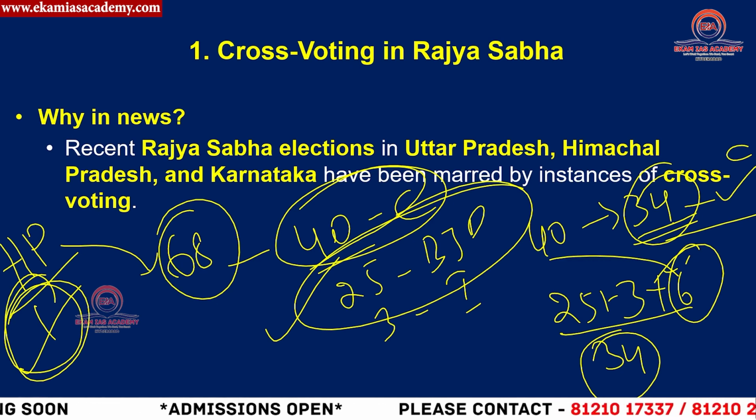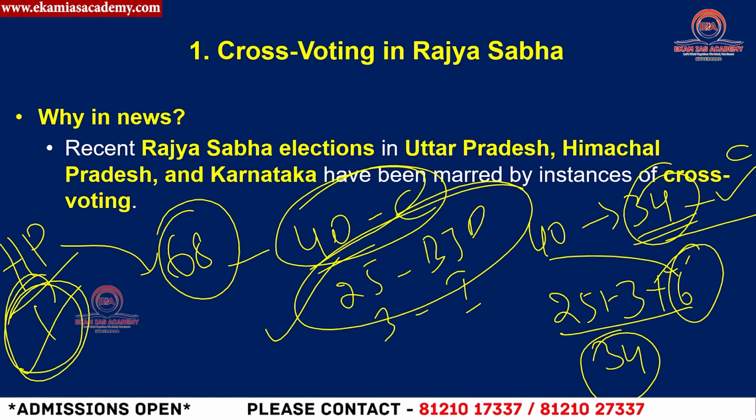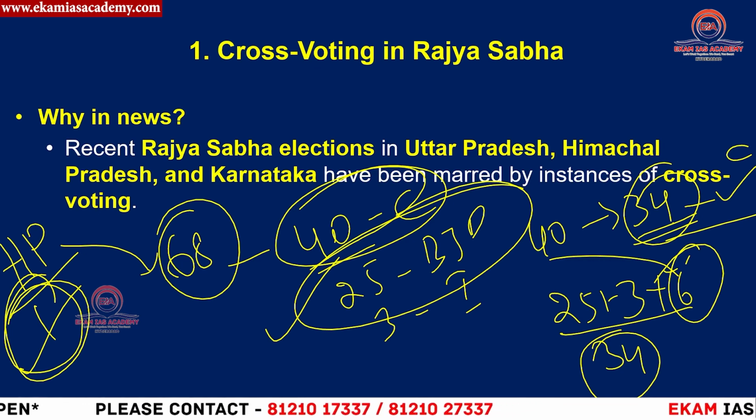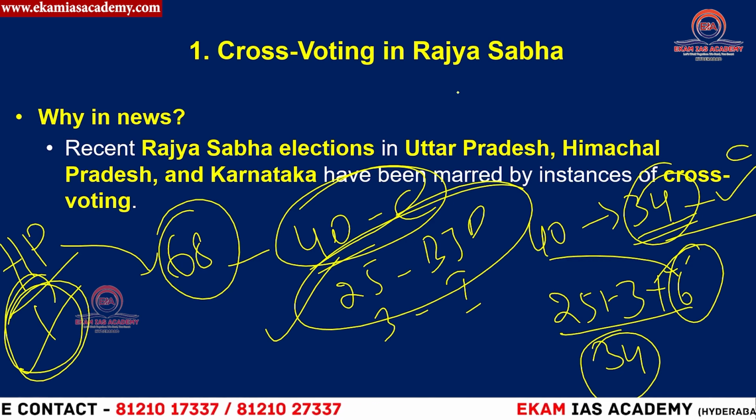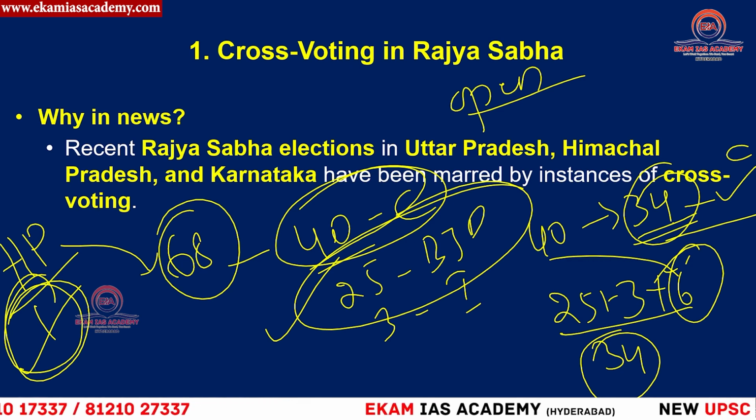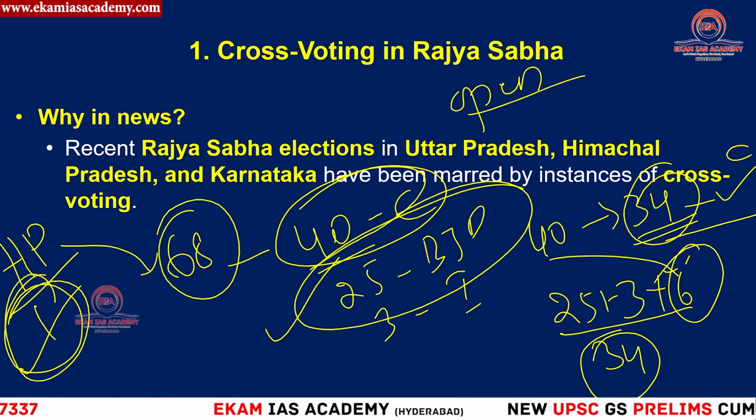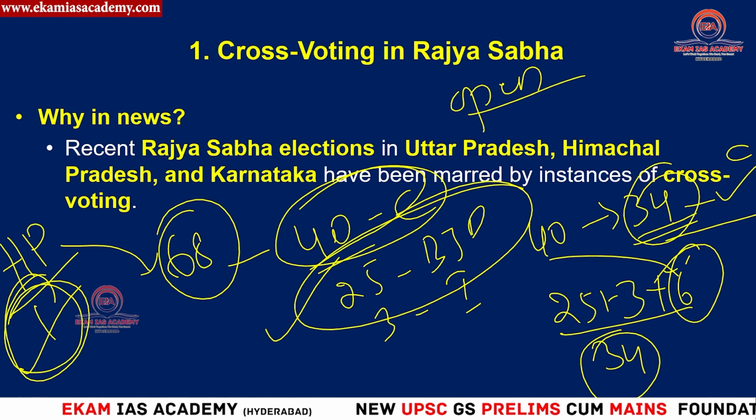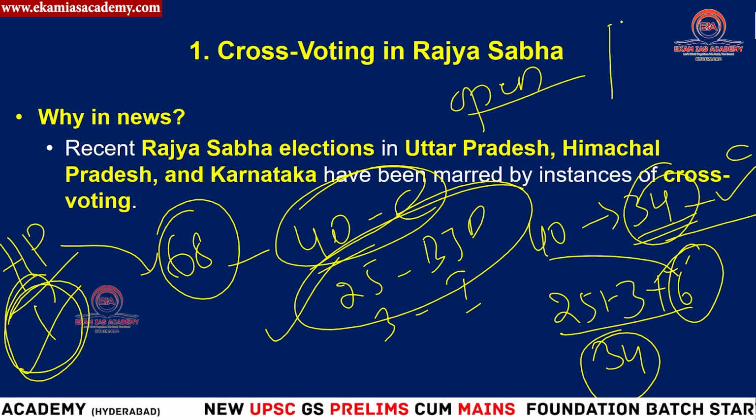Then let us understand whether this cross voting will attract any disqualification grounds under the 10th Schedule or not. Before that, you need to know one basic thing: these Rajya Sabha elections are conducted through open ballot. This open ballot is very important. As I told you, open ballot does not mean they have to show their vote to the media or to everyone, but the MLAs voting in Rajya Sabha elections have to show the ballot paper.